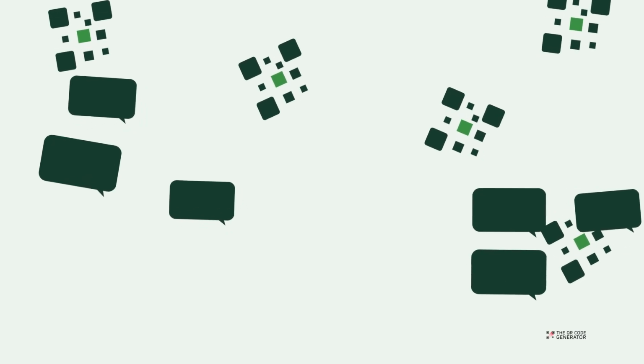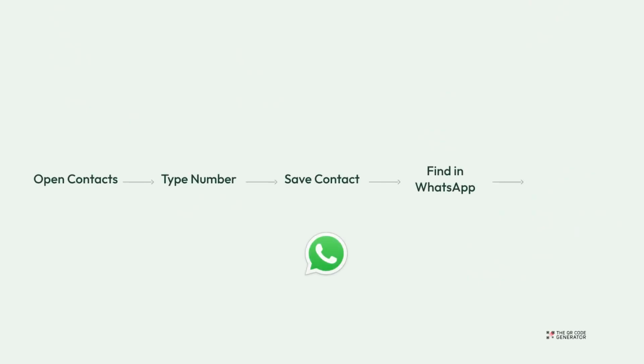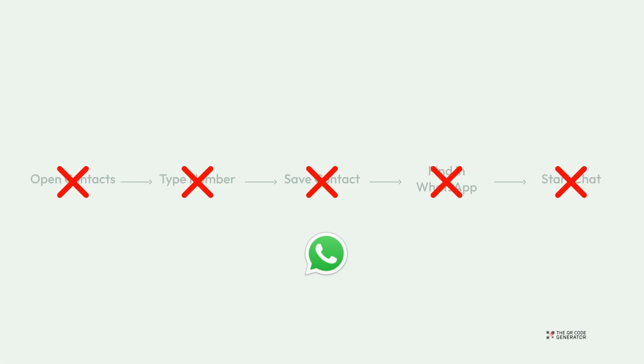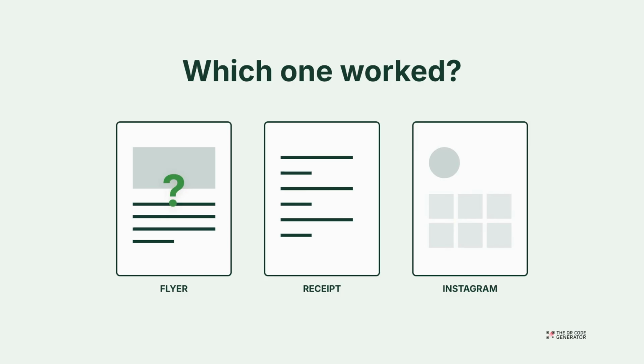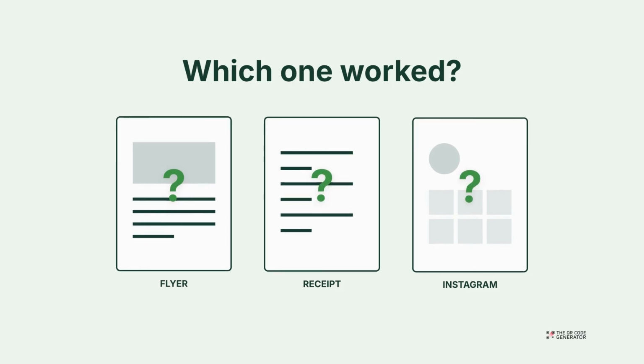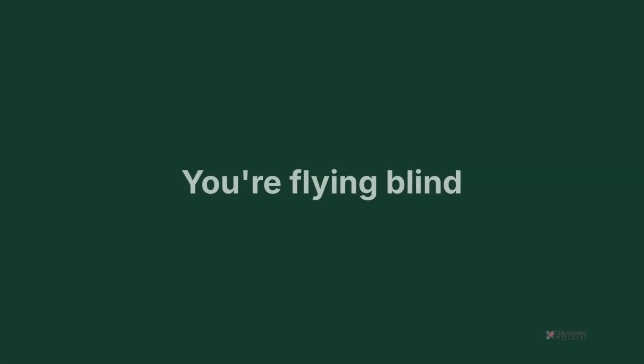If you run a business on WhatsApp, here's the friction you're dealing with every day. A customer sees your flyer, your packaging, your store window. They want to reach out, but to message you on WhatsApp, they have to open their contacts, manually type your full number with country code, save it, then find you in WhatsApp and start a chat. Most people don't bother, and the ones who do? You have no idea which touchpoint actually drove that conversation. Was it the flyer, the receipt, the Instagram bio?